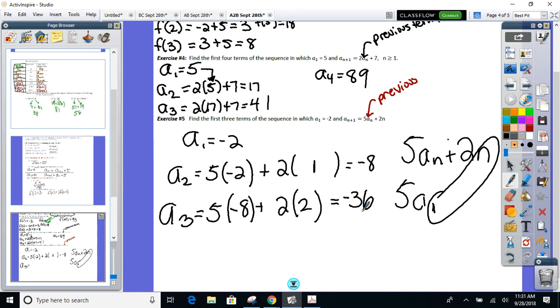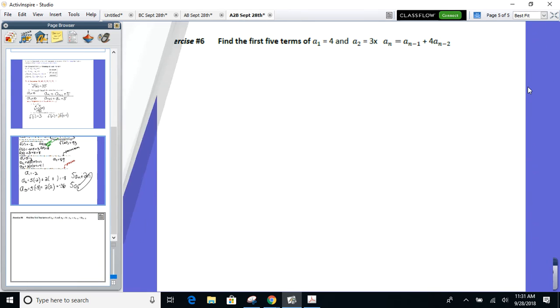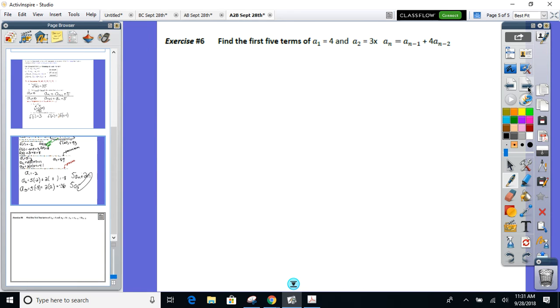Are we okay? You all right, Declan? Okay, we're going to get more of these, so this won't be the only one, trust me. Okay. Here's one that showed up on the Regents a couple years ago. This last one. Find the first 5 terms.